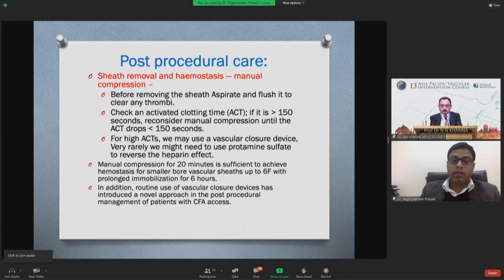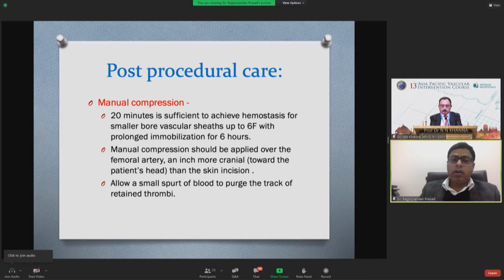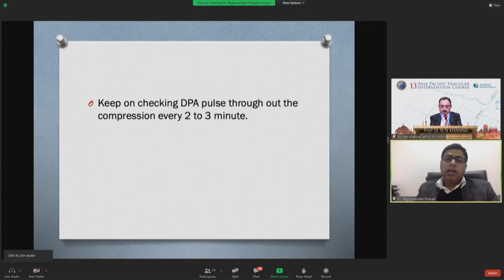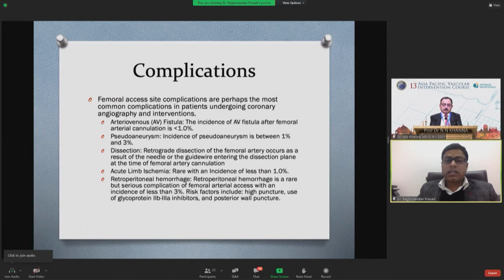Then manual compression for 20 minutes, in phases: 75 pressure, 50 pressure, and 5-minute pressure. Then recheck again for 5 to 10 minutes. If there is no bleeding, apply the pressure dressing. Keep on checking the distal dorsalis pedis artery pulse during this compression, just to avoid thrombosis.